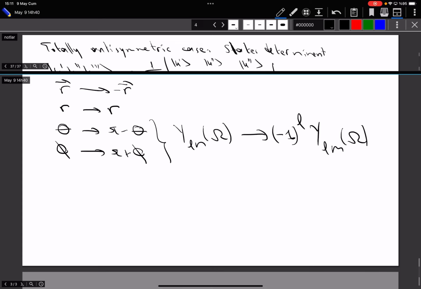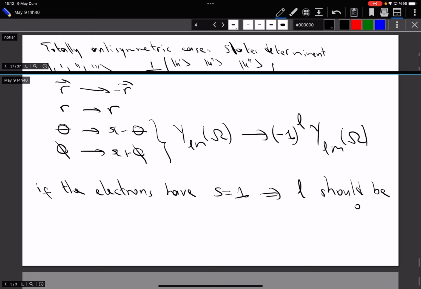So what do we have? If the two electrons have total spin equal to 1, this is a symmetric spin wave function. So the space part should be anti-symmetric. But for the space part to be anti-symmetric, L should be odd. They cannot have all the angular momentum; they have to have an odd angular momentum quantum number. And if the two electrons have total spin 0, the spin wave function is anti-symmetric, so the space wave function should be symmetric, but that means L should be even.